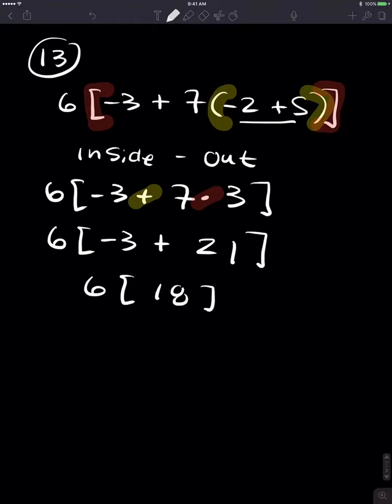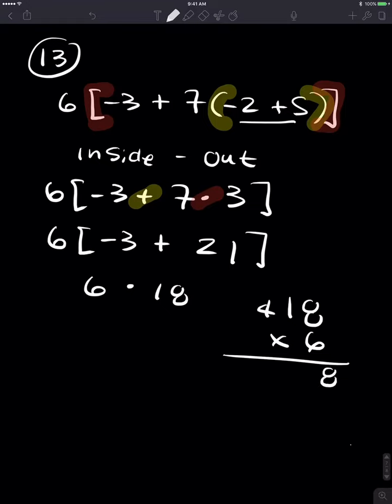I don't have to emphasize my number is positive by putting it in a bracket or parentheses. I could just use my dot to indicate that I have to multiply. Now I have to determine what 6 times 18 is. Let's bring out our multiplication algorithm. 6 times 8 is 48. 6 times 1 is 6, plus 4 is 10. Final answer is 108.